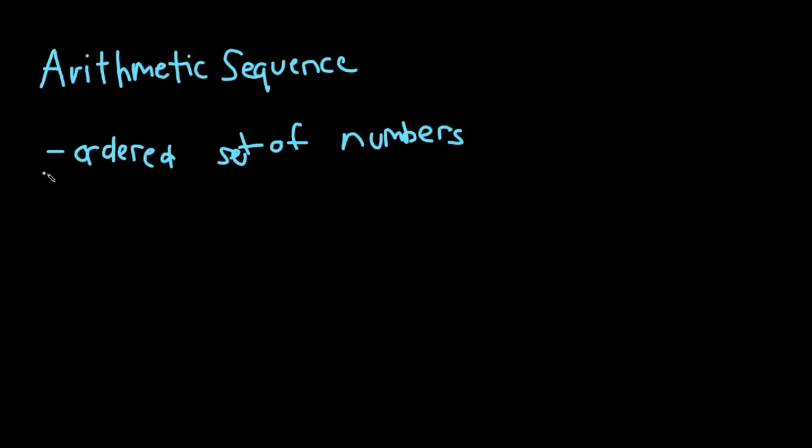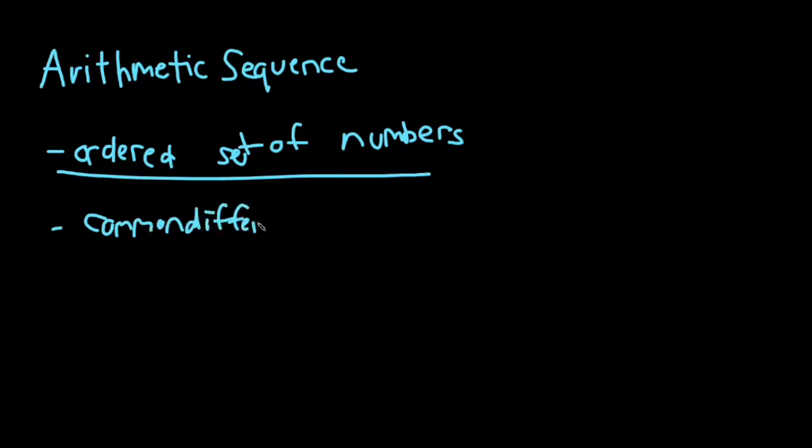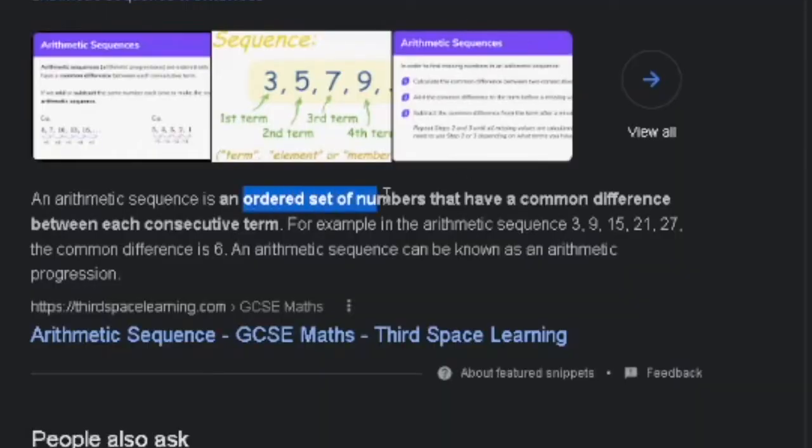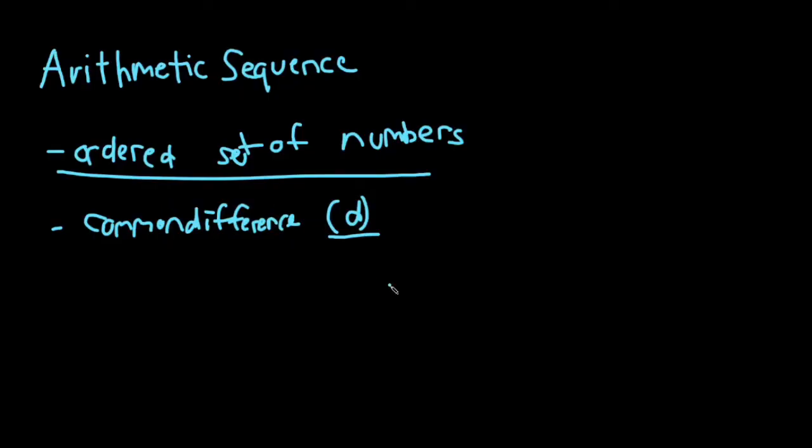An arithmetic sequence is an ordered set of numbers, and it also has a common difference, which stays consistent and constant throughout a sequence. This is denoted in mathematics by the letter D. You can see this as an ordered set of numbers with a common difference between each consecutive term. Now, let's firstly look at how to identify it and what it actually is.